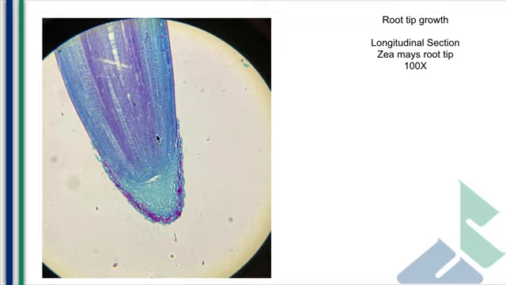And then, of course, when you look all the way up further on the root in the region of maturation, you'll see the fully elongated cells. So this monocot root, despite the fact that it has some differences with the dicot root in cross-section, will be very, very similar in longitudinal section.